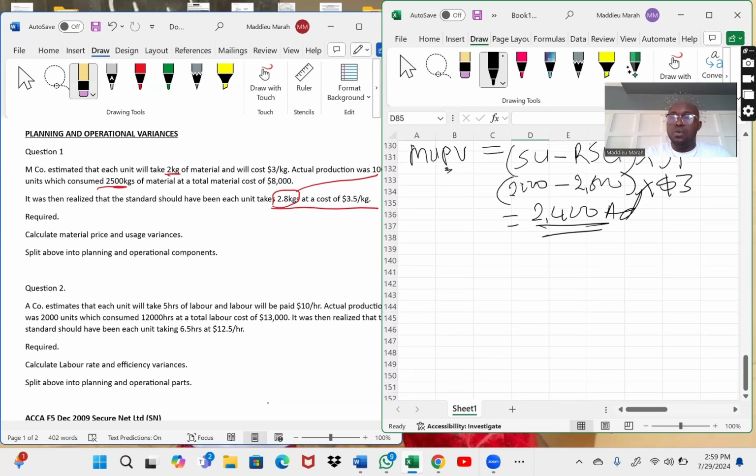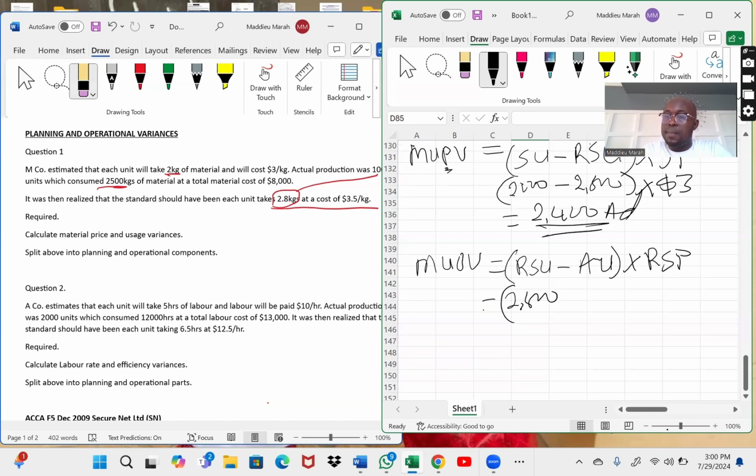Okay. Now we'll move to our material usage operational variance, MUOP. We bring in our revised standard usage minus actual, comparing revised to actual usage, multiplied by revised standard price. Our revised usage becomes 2,800 minus our actual usage of 2,500, and our revised standard price remained 3.5.